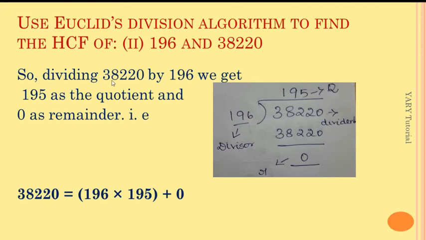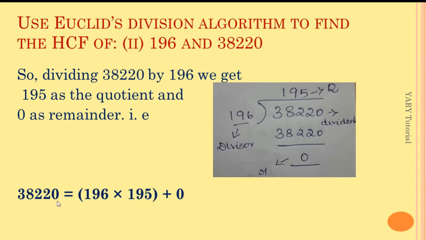So when we divide 38,220 by 196, we get the quotient as 195 and the remainder as 0. Here, if you see, 38,220 is our dividend, 196 is the divisor, 195 is the quotient, and remainder is 0. So you can write it in this format, that is dividend is equal to divisor into quotient plus remainder. This is how we write.